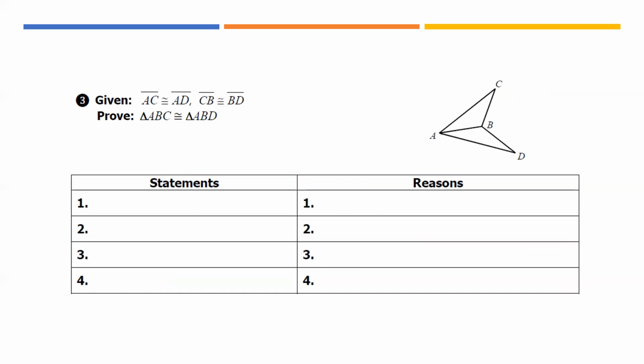In my third example, AC is congruent to AD. That's given. And I'm going to mark that in the picture. AC congruent to AD. CB is congruent to BD, and we'll mark that in the picture also. And now I need another way to prove that third side is congruent. Oh, but do you notice that they're sharing that side?